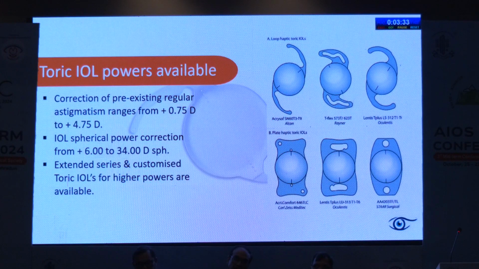So the lenses available are from 0.75 to 4.75, which will correct spherical powers from 6 to 34 diopters. We also have extended series and customized toric IOLs for higher power. Ultima Smart is one of them, which is made for us.